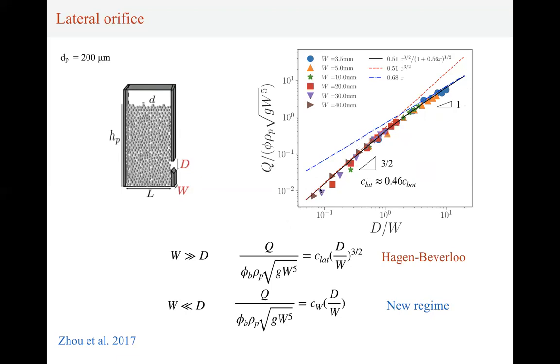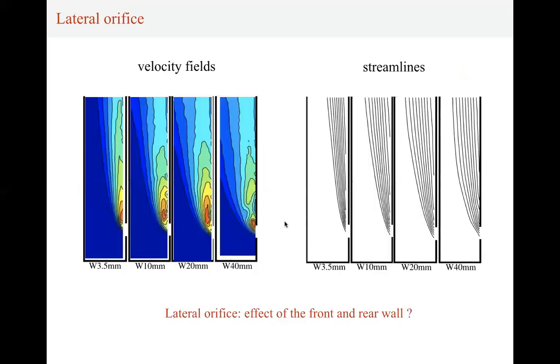The first one corresponds to the Hagen-Beverloo regime for a large silo, and the second one corresponds to this new regime. To understand this new regime, we can have a look at the velocity field and at the streamlines. You can see that there is a dead zone. I think you have seen it in the first movie: a dead zone which is opposite to the outlet.